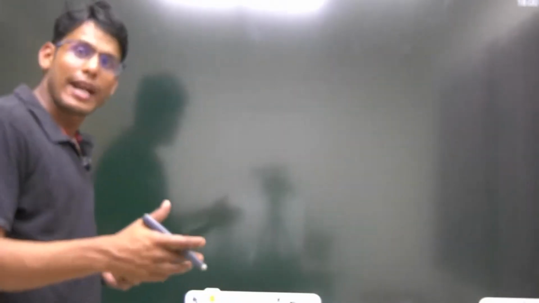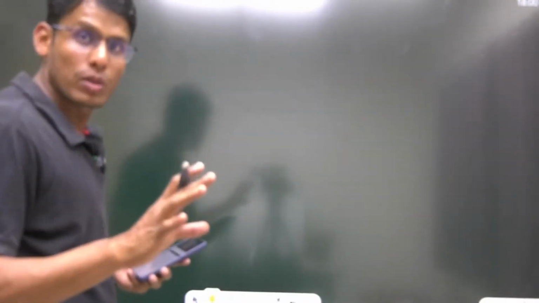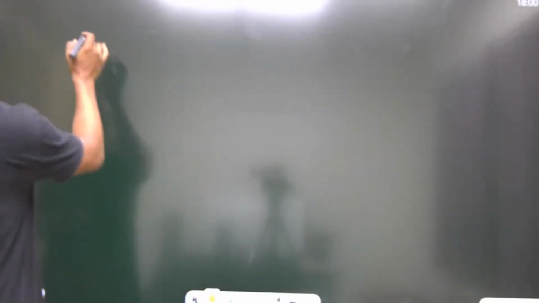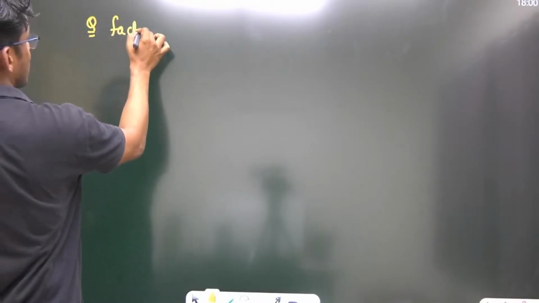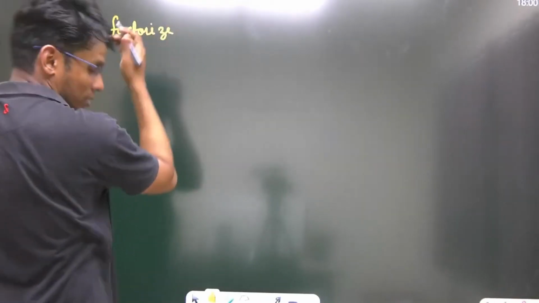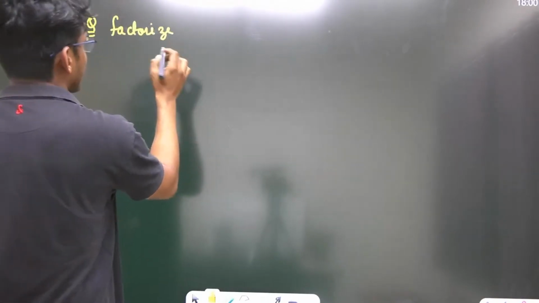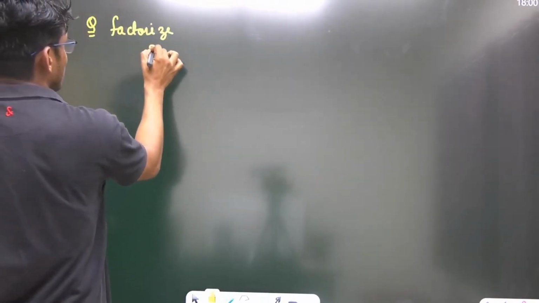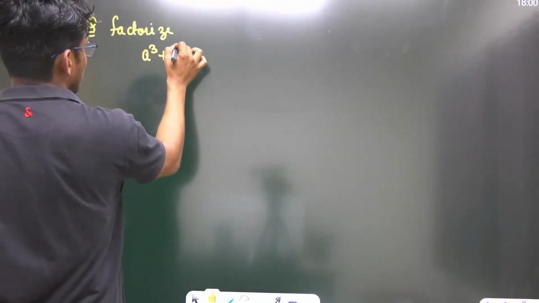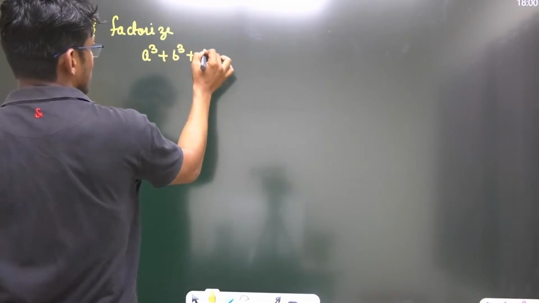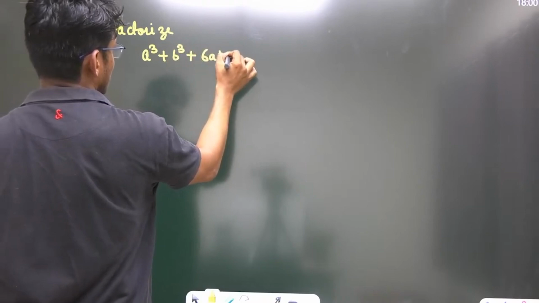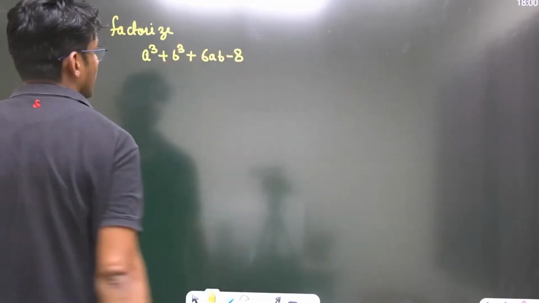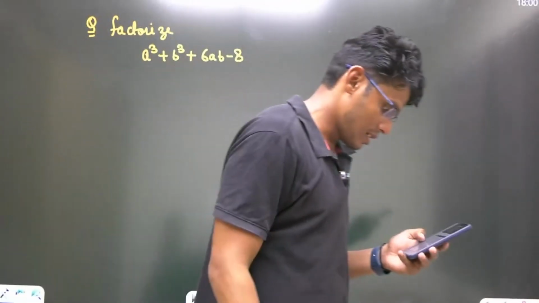So this is another identity. Let's try to apply A cube plus B cube plus C cube minus 3ABC. Question: factorize A cube plus B cube plus 6AB minus 8. Let's try to factorize it.